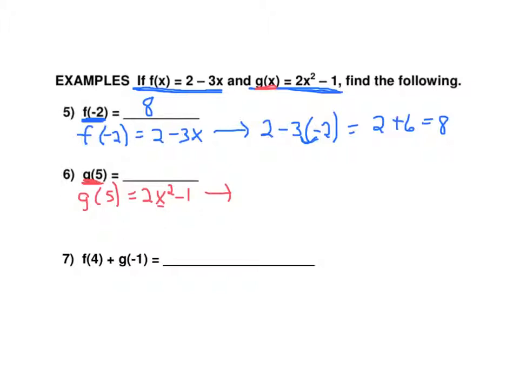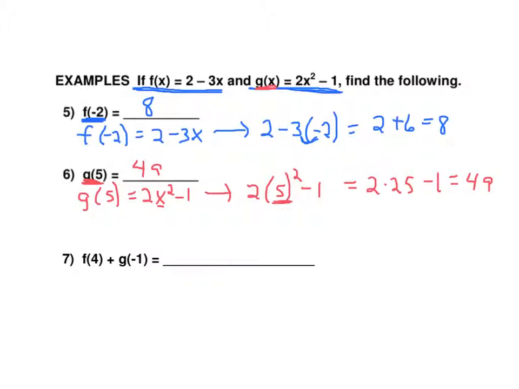So I take the 2 and then I put in the 5 squared minus 1. We do order of operations, which means I do the 5 squared first, which is 25. And then I multiply 2 times 25 and then subtract 1. So I should get 49. So that would be your answer for that one.